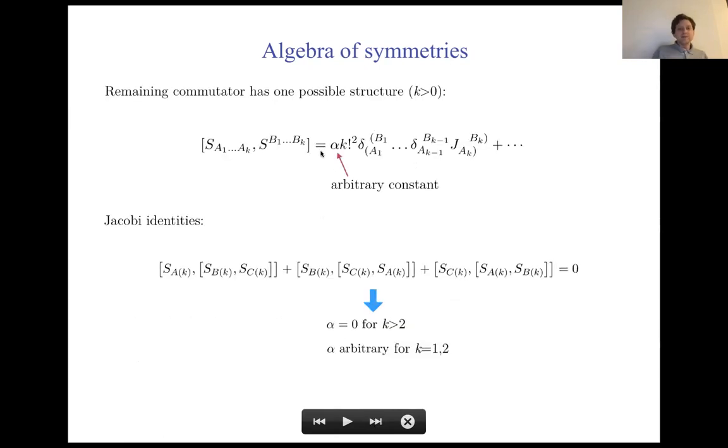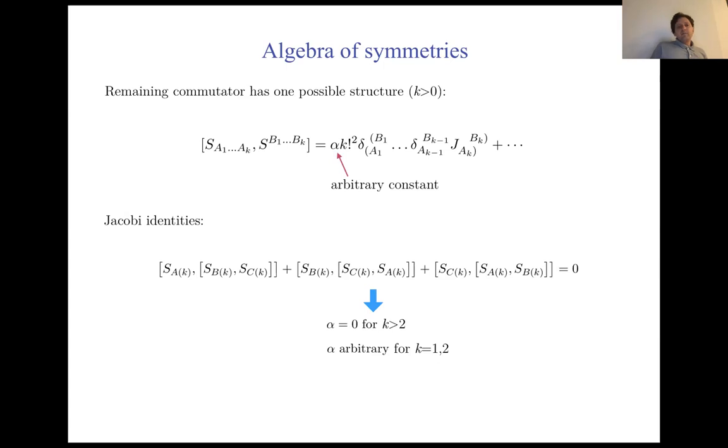So it turns out that there's only one possible structure that can appear, if you just look at the symmetries of these indices and antisymmetry of the commutator. So here's the one possible structure that can appear, and there's one coefficient alpha that can appear out front. Then we have to make sure that the Jacobi identities are satisfied, and the Jacobi identities tell us that for k greater than 2, so for more than the special Galileans, there's no possible alpha. Alpha has to be 0. So we only get interesting non-trivial algebras when k is equal to 1 or 2. And then there's no constraint. The Jacobi identity is satisfied.